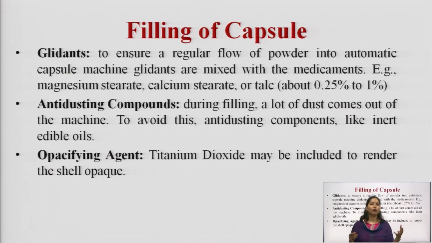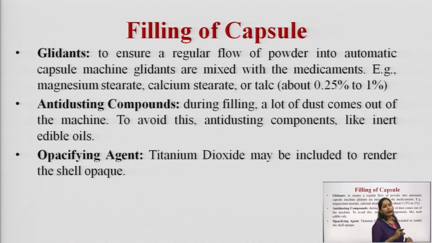If it is not there, what will happen? It may happen that due to the generation of electrostatic charge or some other reason, the powder stops flowing from the hopper, which leads to underweight or overweight capsules. So, to ensure the smooth flow of powder from the hopper, glidants are added.